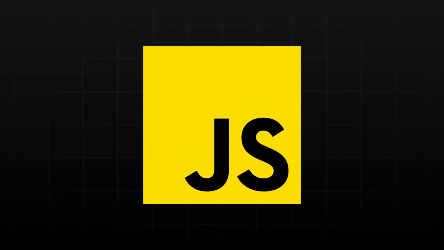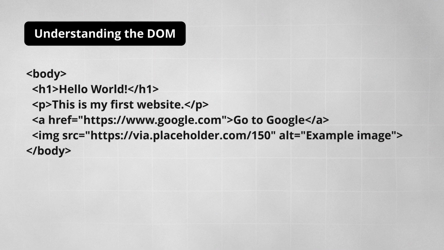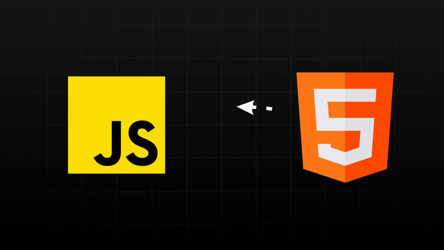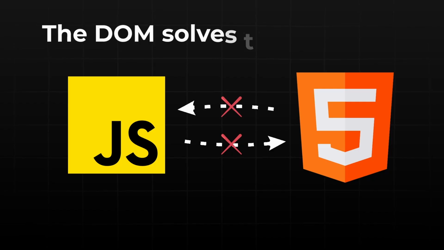To understand how JavaScript works on the web, we first need to understand the DOM. When you write HTML code, it looks something like this. But JavaScript doesn't understand HTML directly. It's like HTML speaks German, while JavaScript only speaks English. So how can JavaScript interact with HTML code? The answer is the DOM.